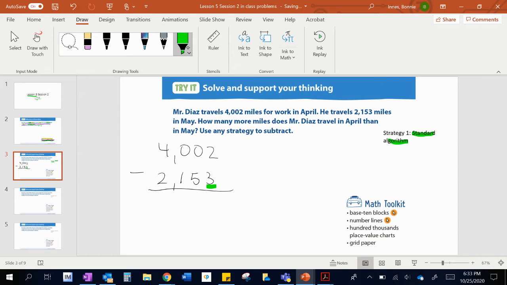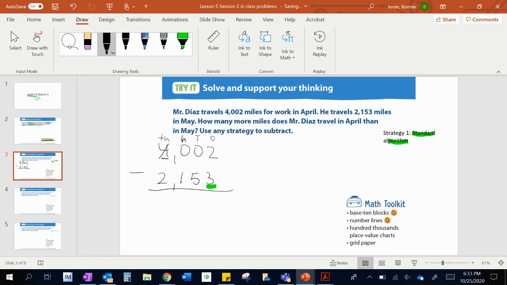I look in my ones place and I already see my 3 is bigger than my 2. That tells me that I need to do some regrouping. So I'm going to look over to my tens place and I notice that there's a 0. That's not helpful. I can't take anything from there because there's nothing there. I go over to the hundreds place and there's nothing there either. I need to keep moving over to the left until I can take something from that place value spot.